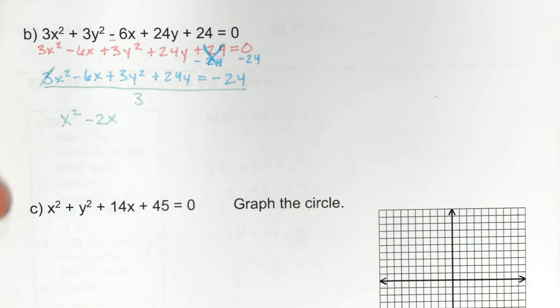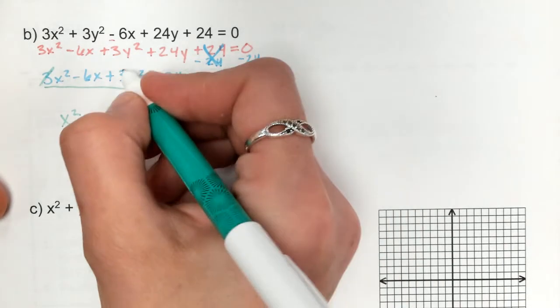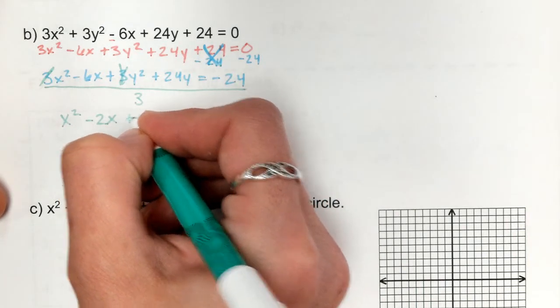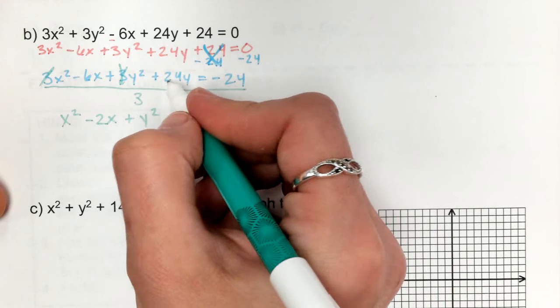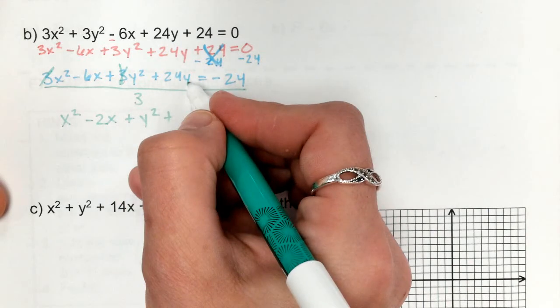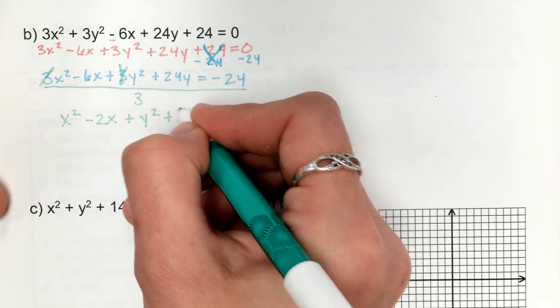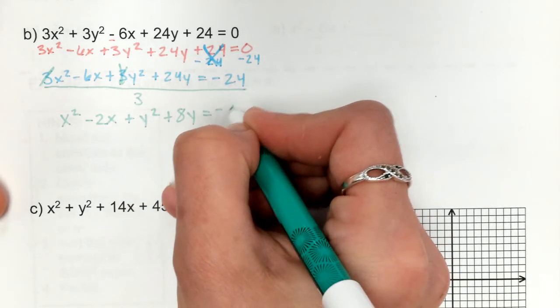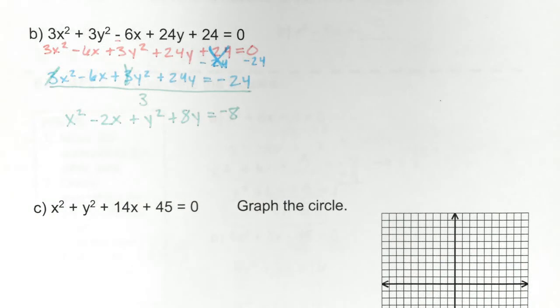And we'll just keep going. Here, that's going to cancel also. 3 divided by 3, we have a plus y squared. Then we have a plus 24y. 24 divided by 3 is 8, so now we have 8y equals negative 24 divided by 3 is a negative 8. Okay?